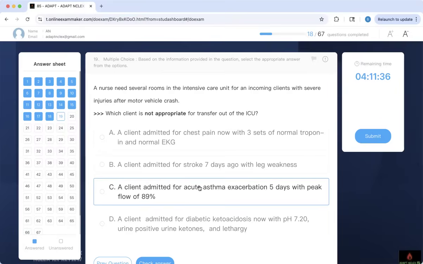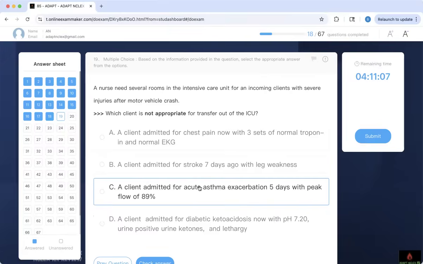A client admitted for chest pain, now with three sets of normal troponin and EKG. Normal. A client admitted with stroke 7 days ago who has leg weakness. A client admitted with acute asthma exacerbation 5 days ago, his peak flow is 89. A client admitted with DKA, now pH is 7.2, urine is positive for ketones, and is lethargic.